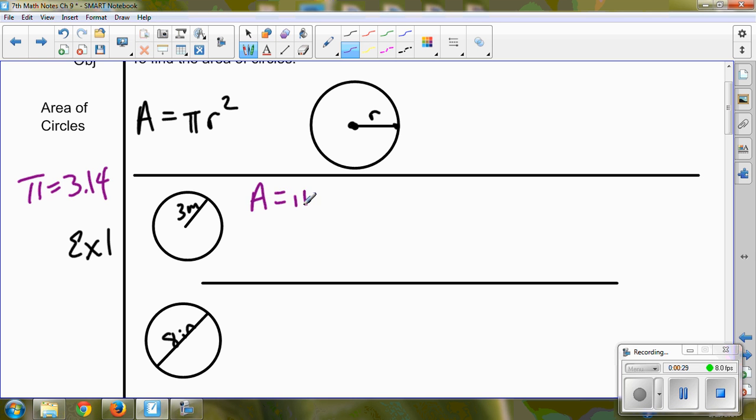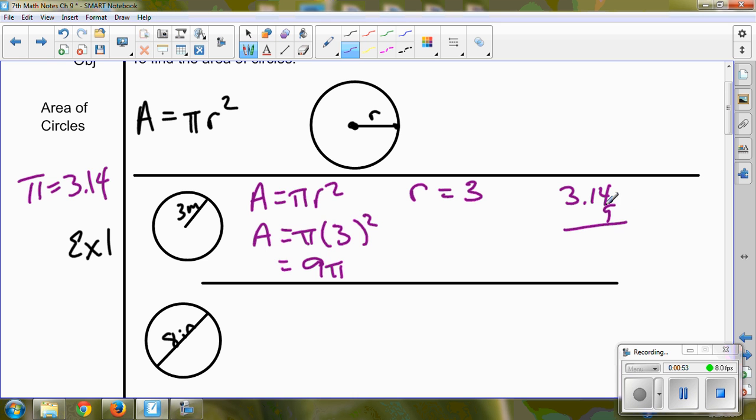Area equals pi r squared is our formula. We're looking for areas, and so that means we need to tell what r is. R is 3 in this case. So we have area is equal to pi times 3 squared. So we get 9 pi. It wanted us to use 3.14, and it also said to find the area of the circle to the nearest tenth. So we'll take 3.14 times 9.